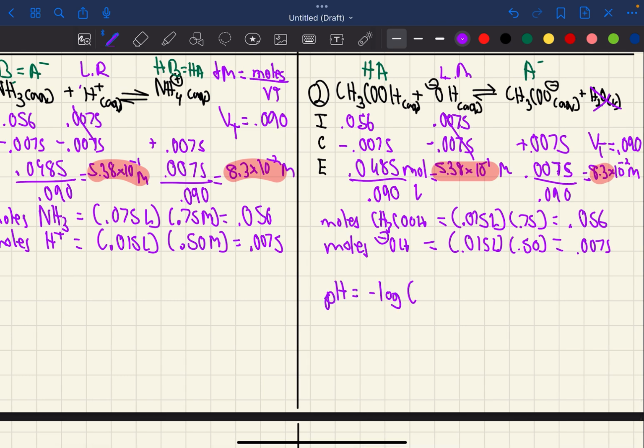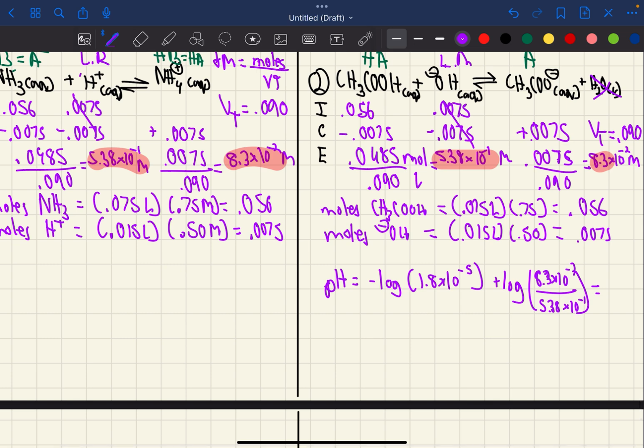And your Ka is given as 1.8 times 10 to the -5, plus your log of your conjugate, what is it? Your concentration of your conjugate acid, which is conjugate base, my bad, which is going to be 3.8 times 10 to the -2 over your 5.38 times 10 to the -1, right? And this is going to give you a pH of 3.93. So I'm going to highlight this just so you guys see the answers there.